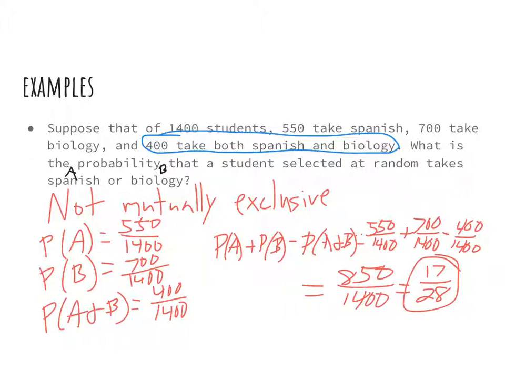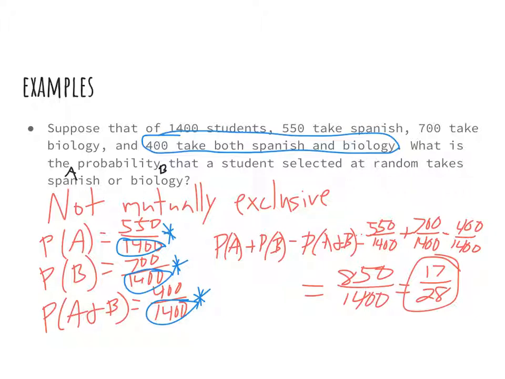So the probability of A, so take Spanish, is 550 Spanish takers out of a total of 1,400. So 550 over 1,400. Probability of B, 700 took biology out of the 1,400, so 700 over 1,400. And probability of A and B, there were 400 that took both, so my probability would be 400 over 1,400. Now, I did not simplify any of these fractions because I'm going to be adding and subtracting them together, and it's important that my denominators are the same, and they already are, so I shouldn't do anything with them.